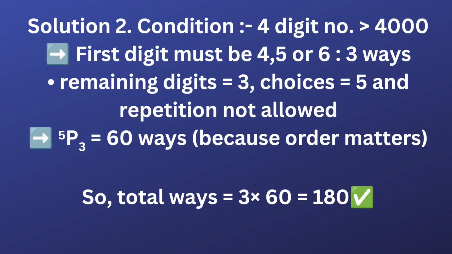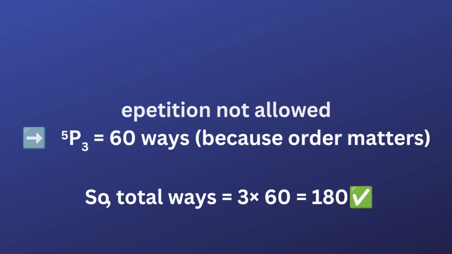Second solution. A 4-digit number must start with a digit 4 or greater than 4. So the first digit has 3 choices, 4, 5 or 6. So, 3 ways. Now, we have 5 digits left because repetition is not allowed, to fill the remaining 3 places. The arrangement of the remaining 5 digits into 3 spots is 5P3 because here order matters. 4132 and 4231 can't be the same. So the total ways is equal to 3 into 5P3, that is 180.